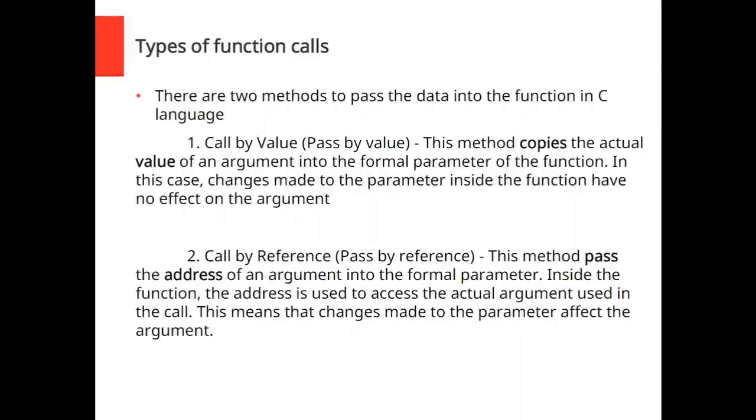Second one is call by reference. In this method, the reference or the address of an argument is passed or copied to the parameter. So instead of the value, here the address is copied. Hence, this address or reference is used inside the function to perform the task, and any change made to the address location inside the function will affect the actual arguments.